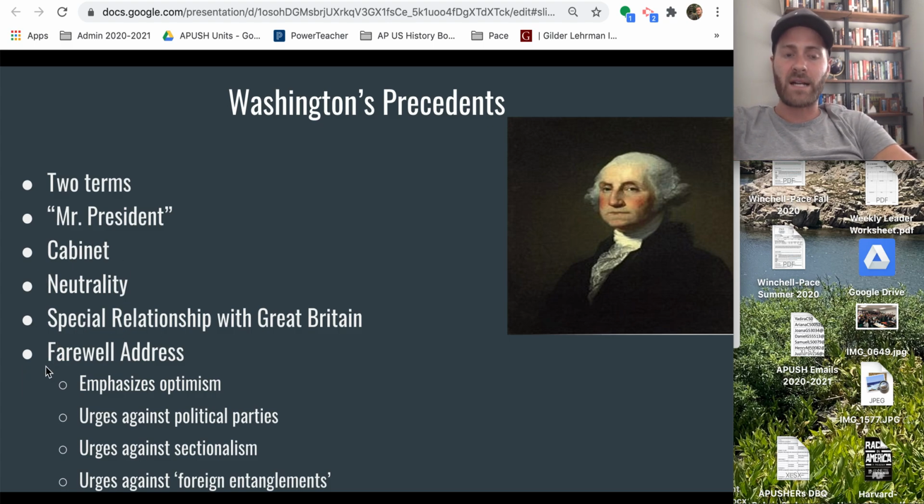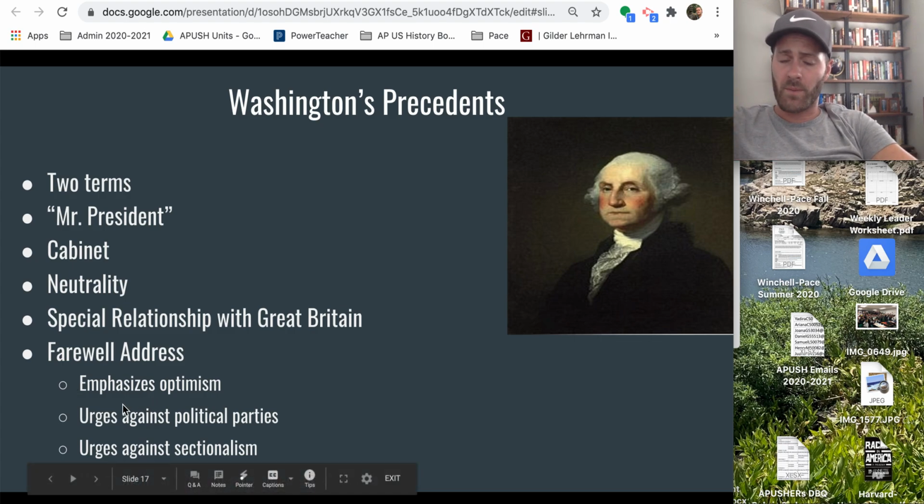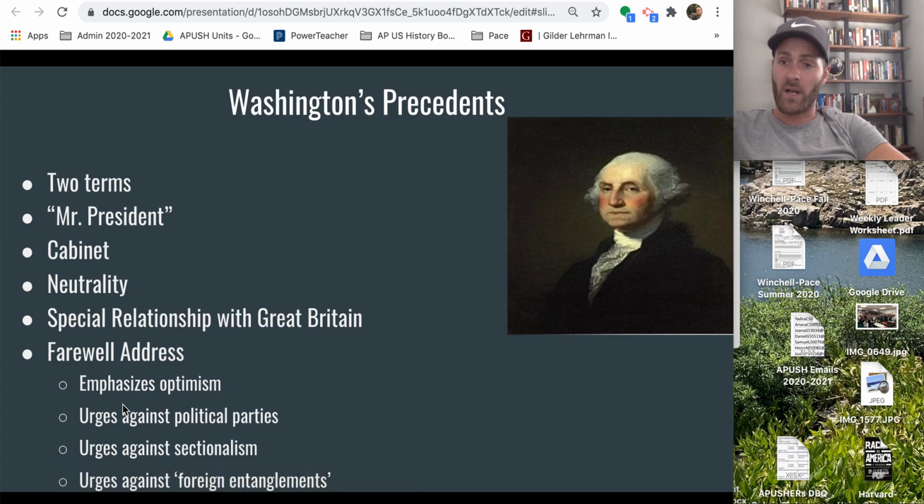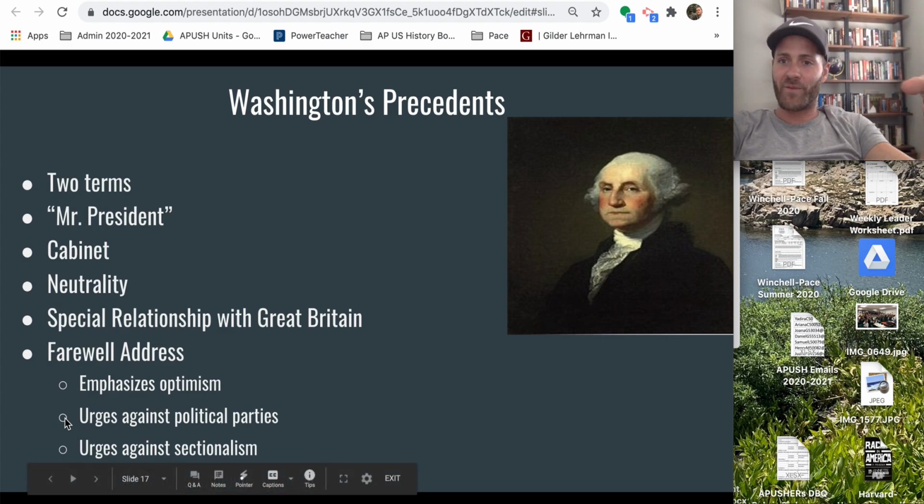And his last precedent is the giving of a farewell address, a speech to the American people that urges them to learn some lessons and to look forward in a specific way, whatever that president has to say. The 4 themes of his farewell address are really important. First, it emphasizes optimism, that America's come a long way and we have a lot to do, but we're headed in the right direction.